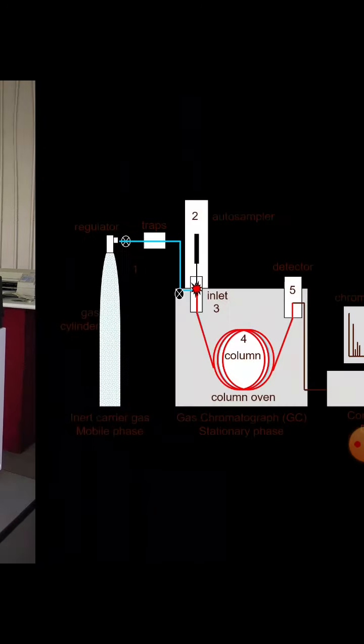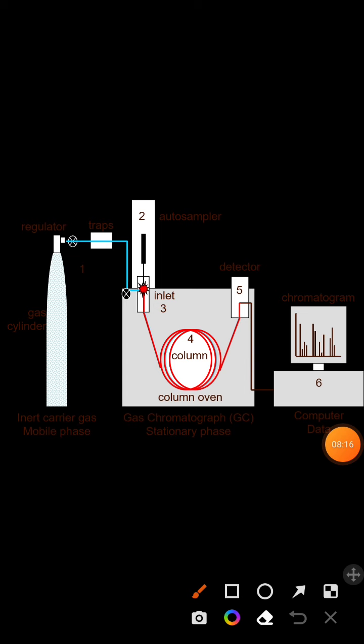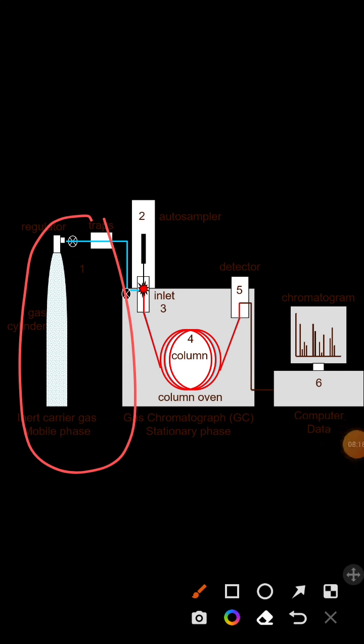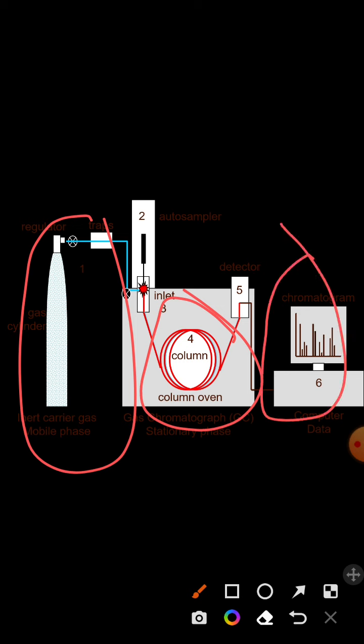An important thing to remember here is that in gas chromatography the inert carrier gas is the mobile phase, and here helium is present, and here we are separating chemical components from the mixture. Chemical components can be organic compounds or gases, and the column is the stationary phase. And it also gives us the chromatogram. That is the most important thing.